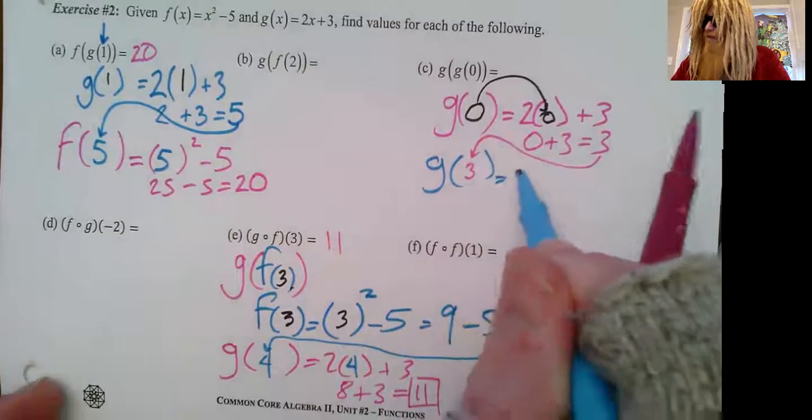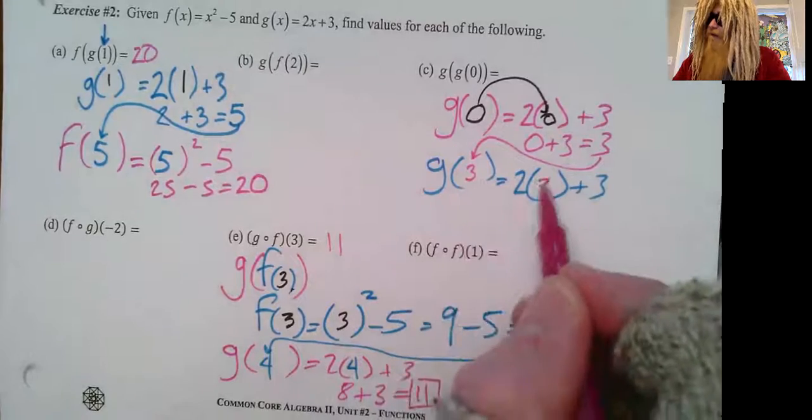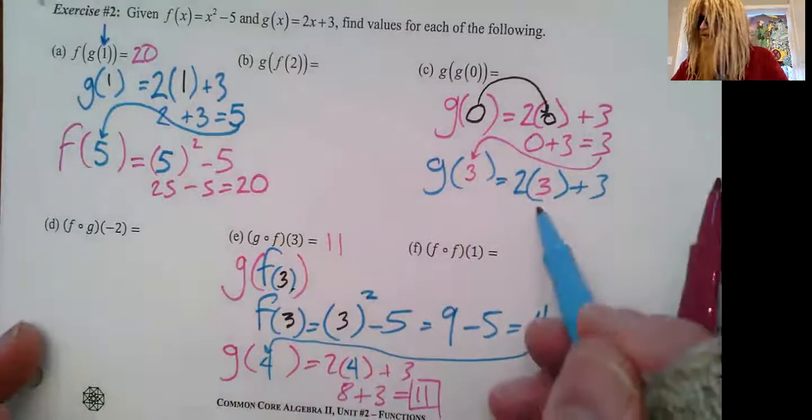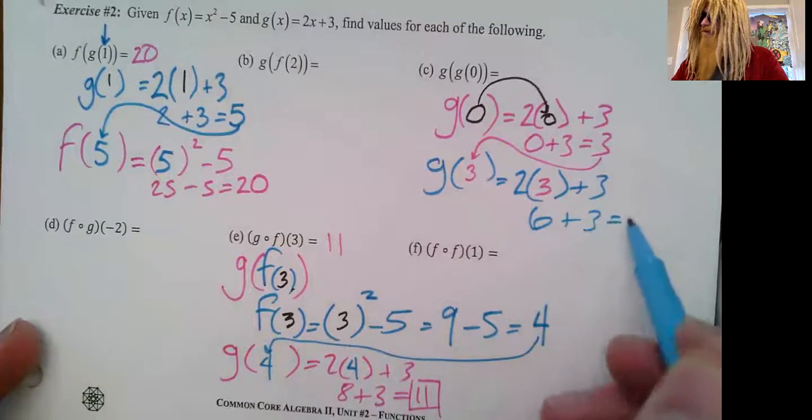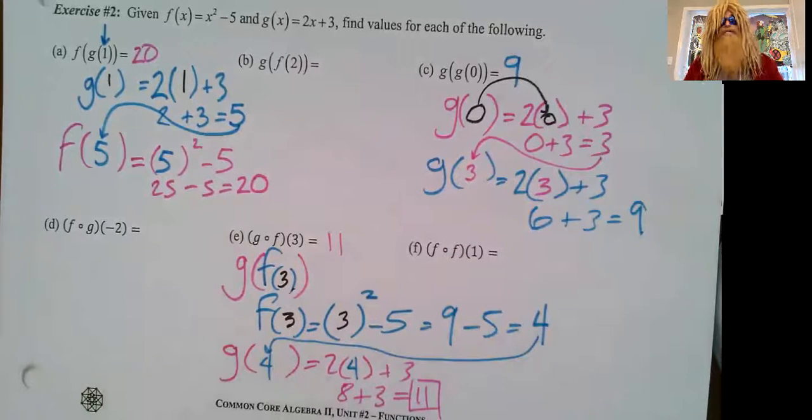And now the work is remarkably similar. 2 parentheses plus 3. We take that input and put it right here, and then we do the work. 2 times 3 is 6. Plus 3 again is going to be 9. So the final output for g of g of 0 is going to be 9.